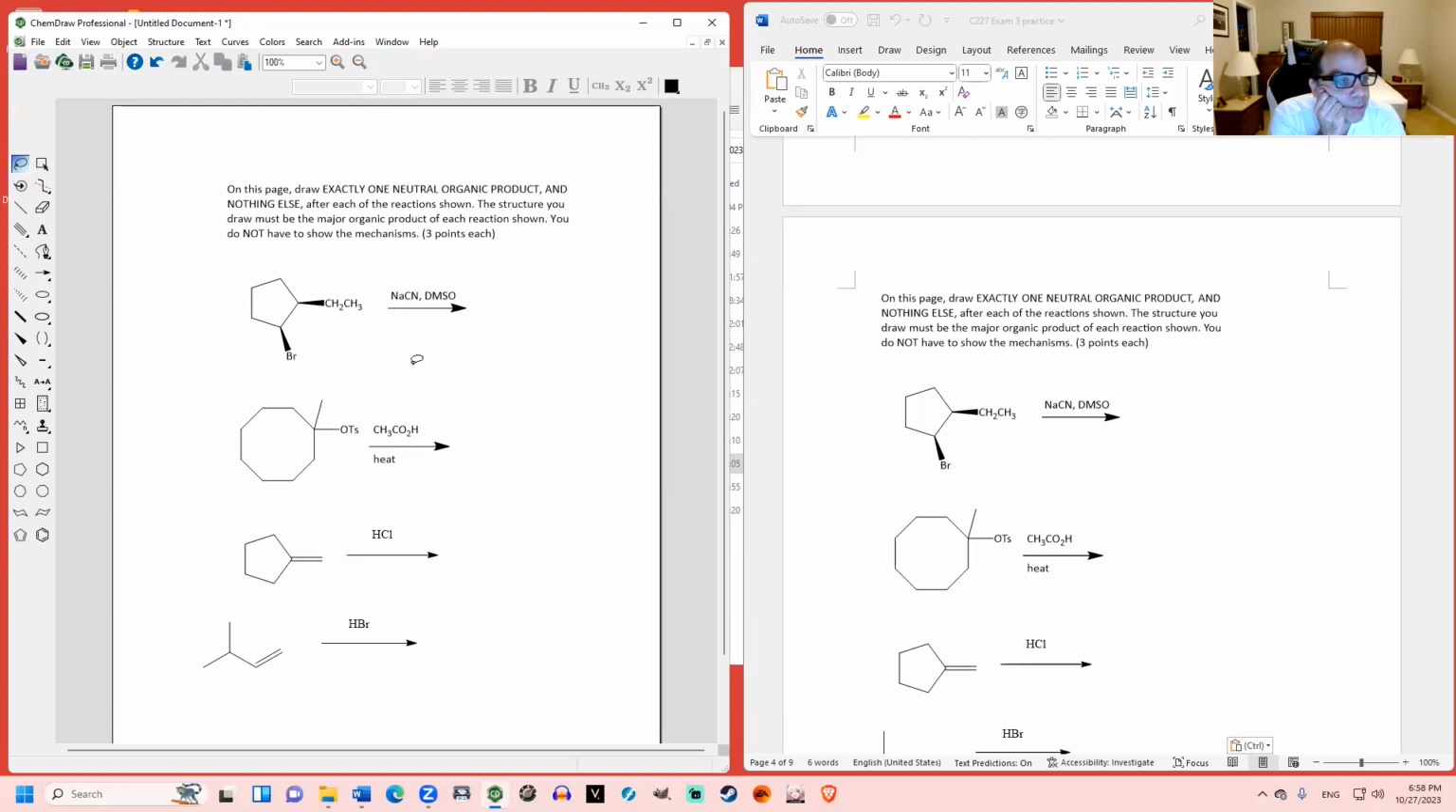So we've got a secondary substrate. You need to know that cyanide is an outstanding nucleophile, one of the best ones there is. So you've got a strong nucleophile, a polar aprotic solvent, and a secondary substrate. We need to come to the conclusion that this is going to be an SN2 reaction.